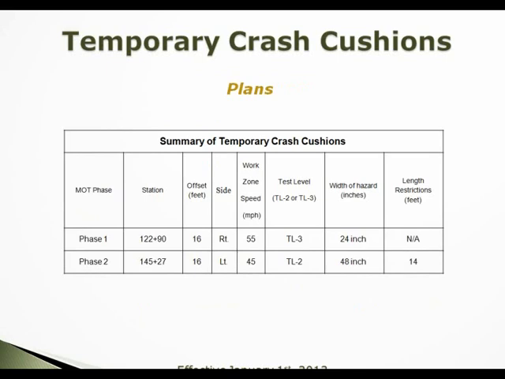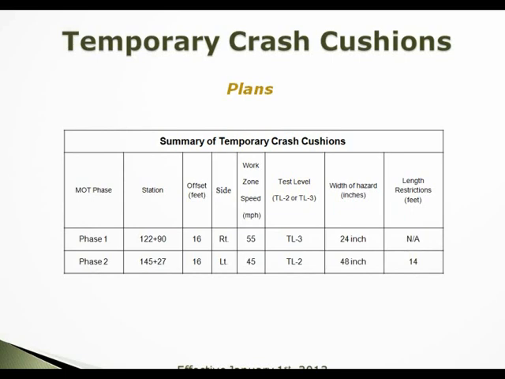The designer is going to be showing this table, or the summary of the temporary crash cushion, for the contractor's use. It's going to be similar for the permanent, but at this moment we're talking about the temporary crash cushion. The designer is going to show the MOT phase, the station, the offset, the side, and then the speed of the work zone, and if it's TL2 or TL3, the test level. They're also going to show the width of the hazard, and most likely it's going to be the 24-inch for the barrier wall.